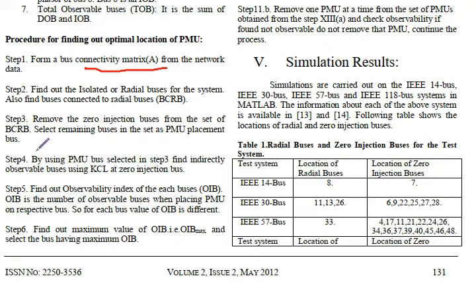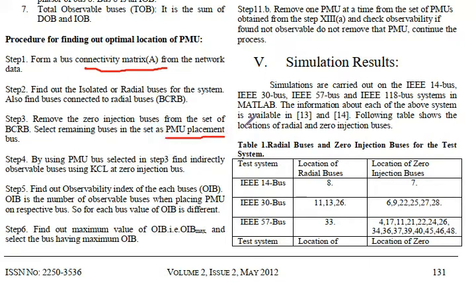Step number 4 is to select the remaining buses by using the PMU buses selected. First of all, you have to remove the zero injection buses from the buses connected to the radial buses. From step number 3, it is clear that you should not make radial buses PMU buses. This is the main conclusion of step number 3. Once you have removed the zero injection buses from the list of buses connected to the radial buses, select the rest as PMU placement buses.